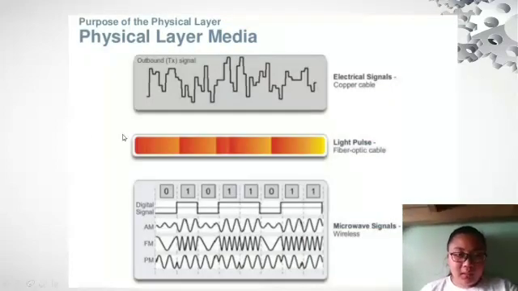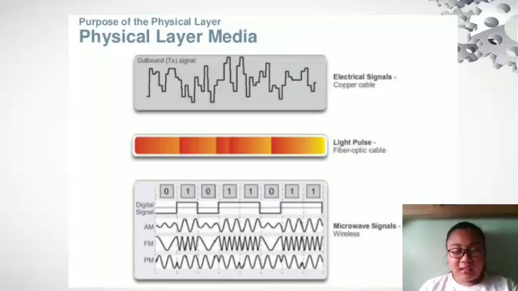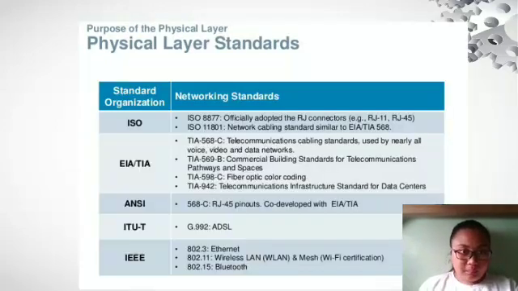Physical layer media. This first picture shows the electrical signals. It is the copper cable. The second picture has light pulses. This is the fiber optic cable, and the last one is the microwave signals, or the wireless.